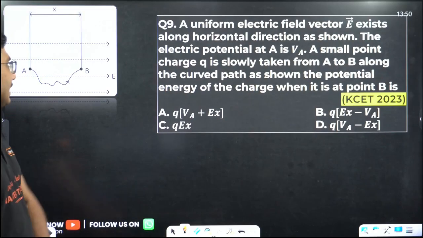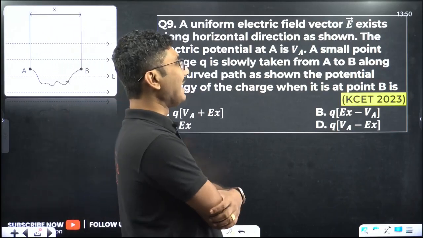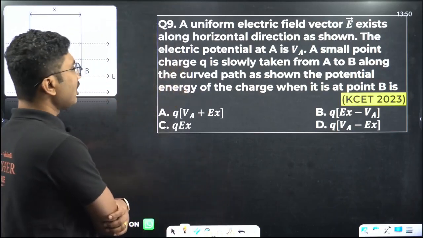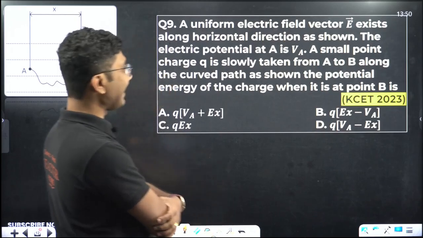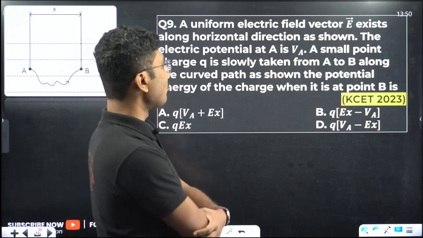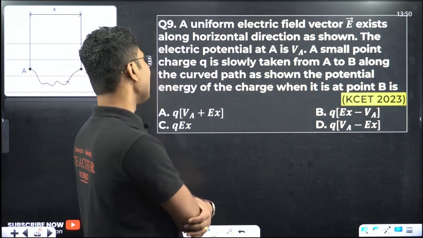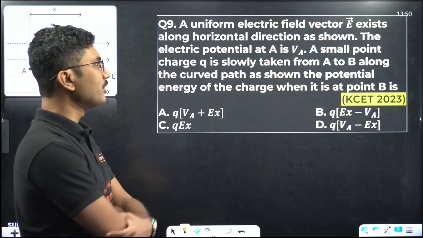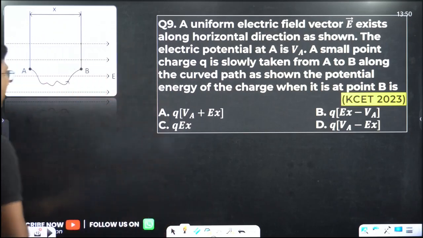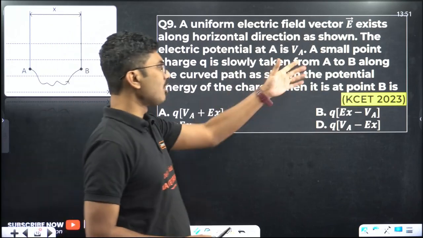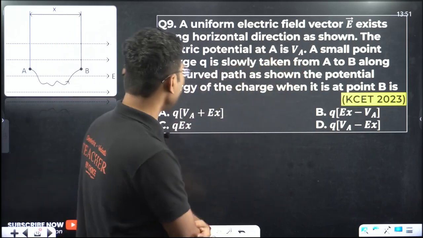Other options are incorrect. A uniform electric field vector E exists along the horizontal direction as shown. The electric potential at A is VA. A small point charge, small q, is slowly taken from A to B along the curved path as shown. Find the potential energy of the charge when it is at point B.